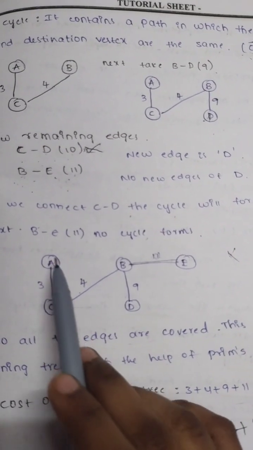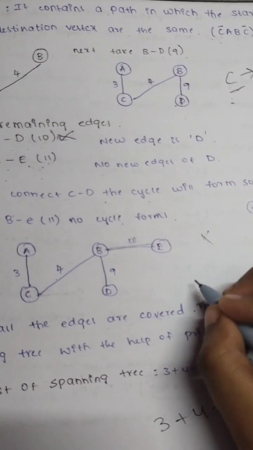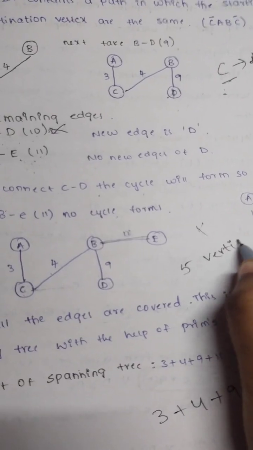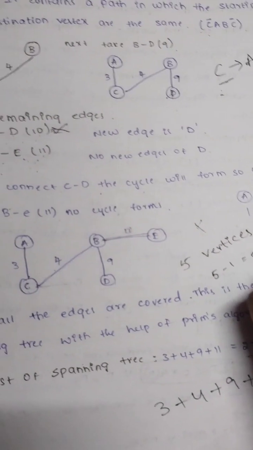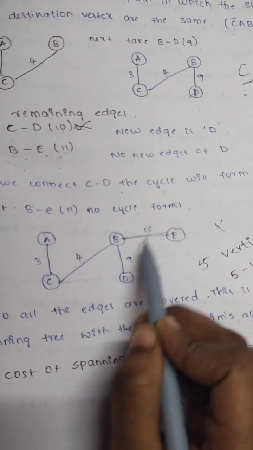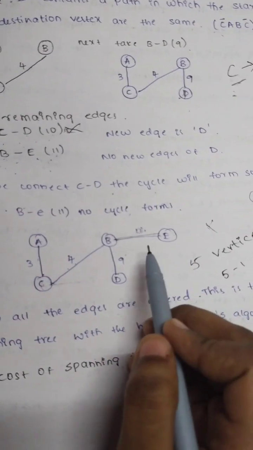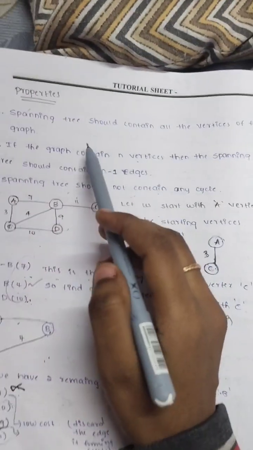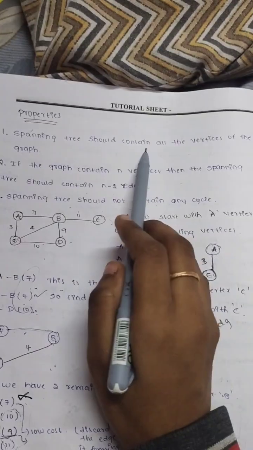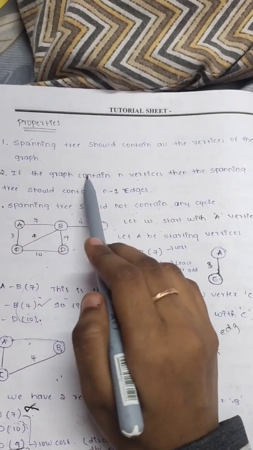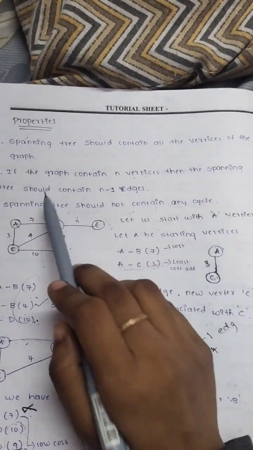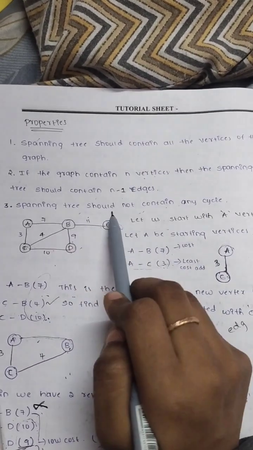See here, we have 5 vertices and 5 minus 1 edges: 1, 2, 3, 4 edges. Are these 3 properties satisfied? What are the 3 properties? One, the spanning tree should contain all the vertices of the given graph. If the graph contains n vertices, then the spanning tree should contain n minus 1 edges. And the spanning tree should not contain any cycle. So here we proved it.